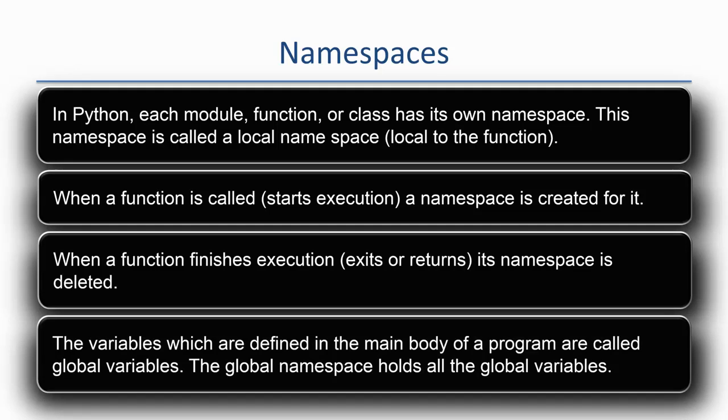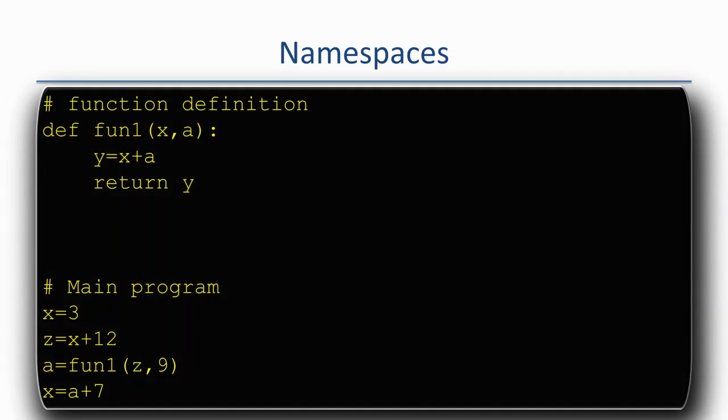The variables which are defined in the main body of a program are called global variables. The global namespace holds all the global variables. Let me explain the namespace concept using a sample program.